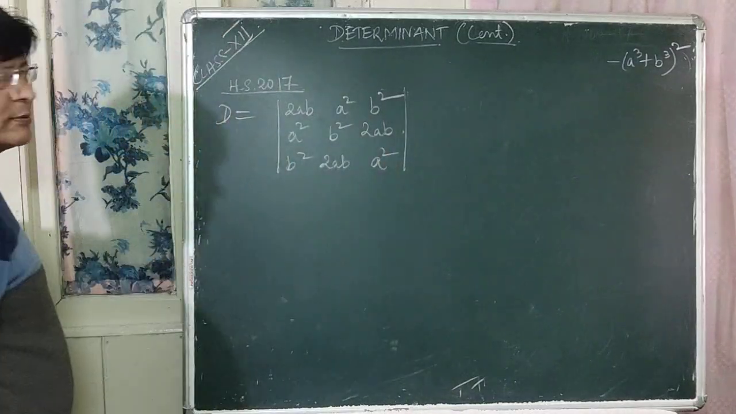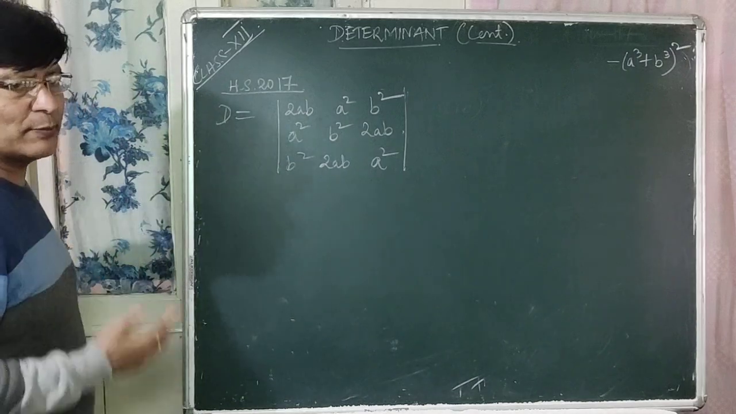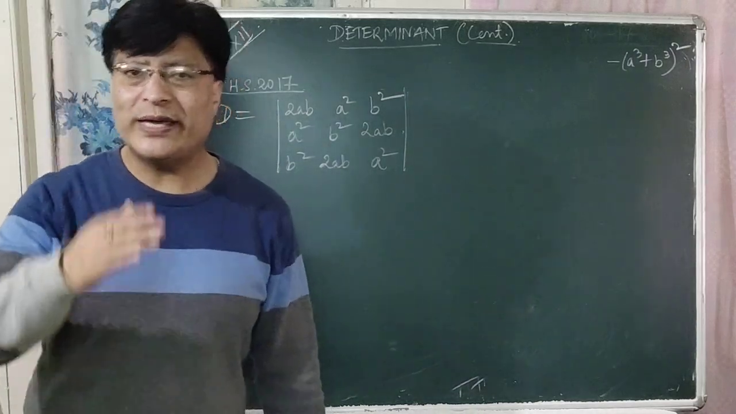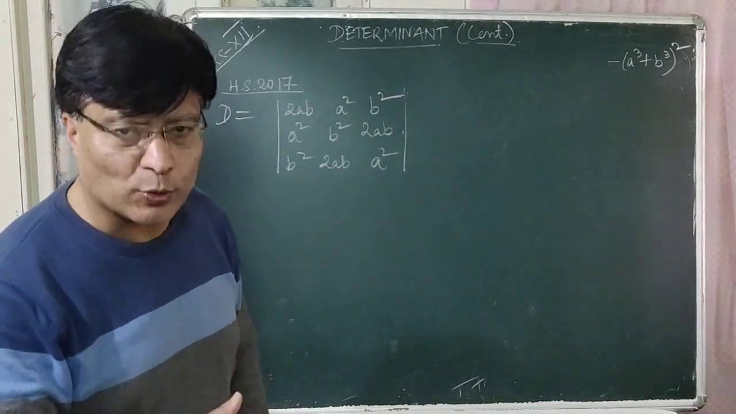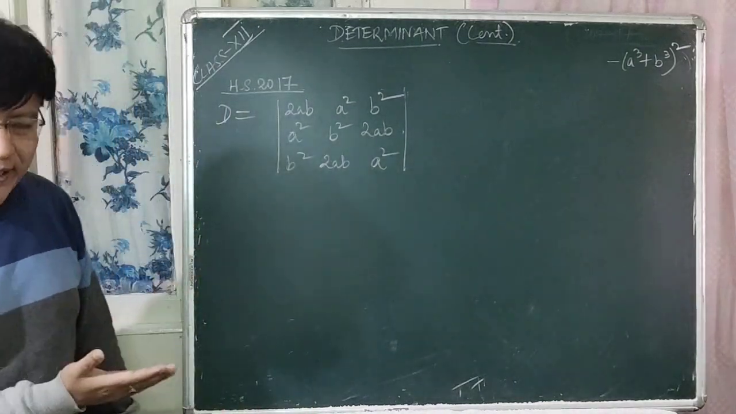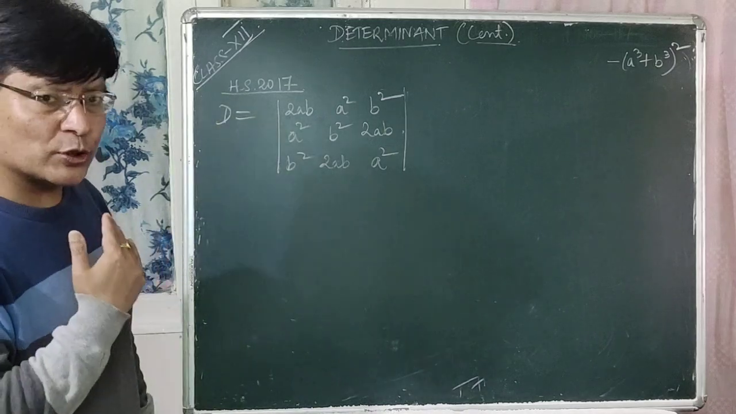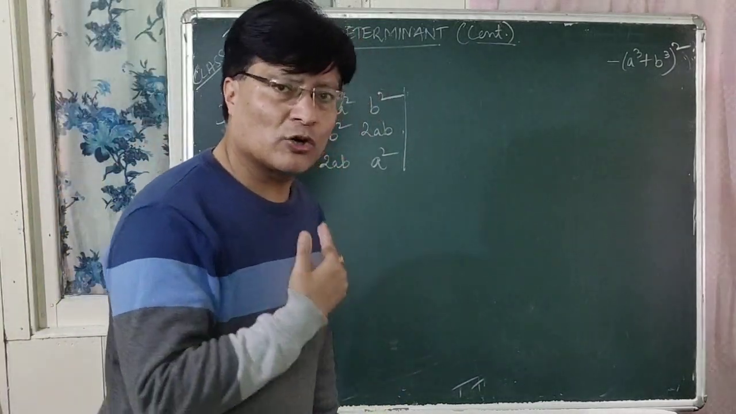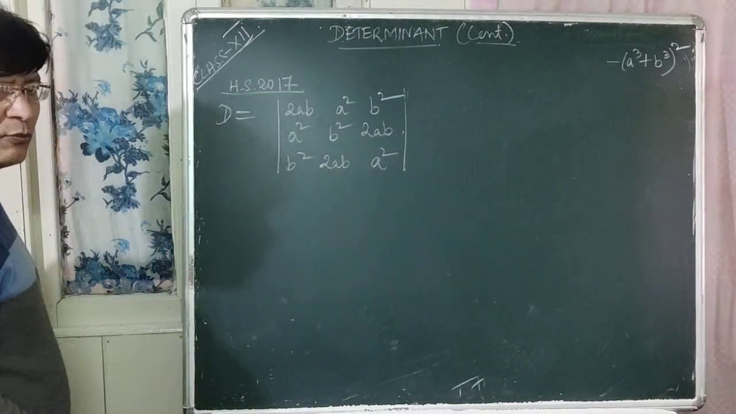And if all the elements of the third row are added, what do we get? A square plus 2ab plus b square, that is also a plus b whole square. That means we are getting the same element, a plus b whole square, in the first column. You can take that common outside the determinant. Okay, so you can use the properties here column wise or row wise, right? So let's do column wise here.